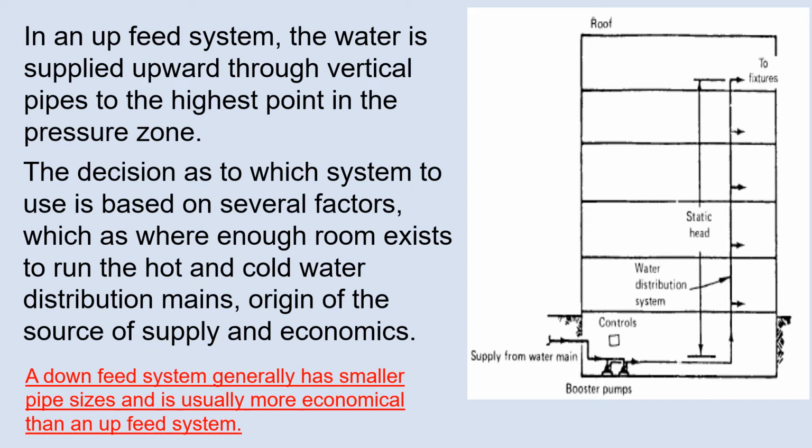By this, we can infer that a downfeed system generally has smaller pipe sizes and is usually more economical than an upfeed system.